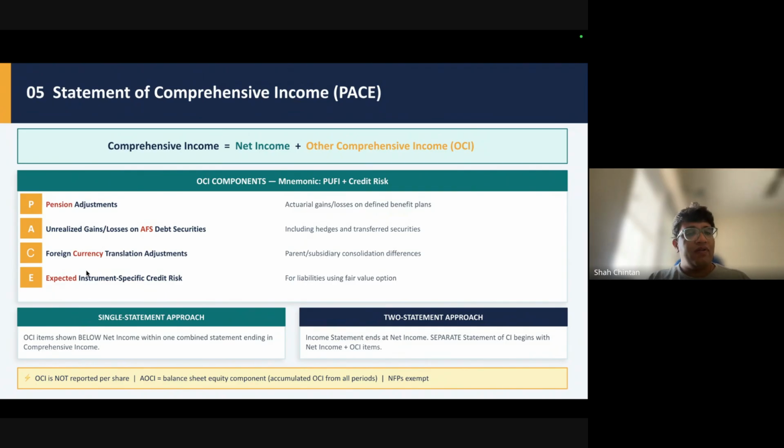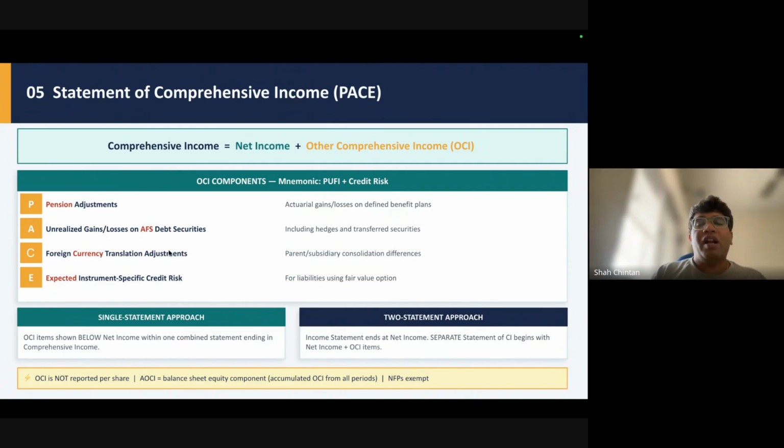Number four, again, we have in our chapter when we will see financial instruments: expected credit loss, instrument-specific risk, liability using a fair value option. We will see in detail what exactly happens. But for today's session, you understand OCI means four items. It's your PACE. P is pension adjustment. A is unrealized gain or loss on available-for-sale debt security. C is your foreign currency translation adjustment while doing the consolidation, and E is expected credit loss, instrument-specific risk. So these four items are a part of your OCI.